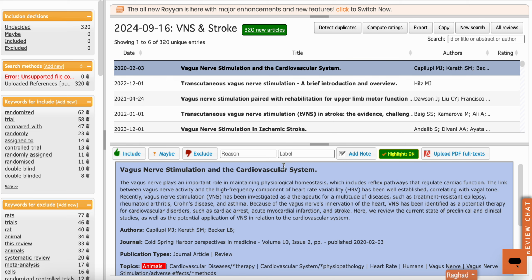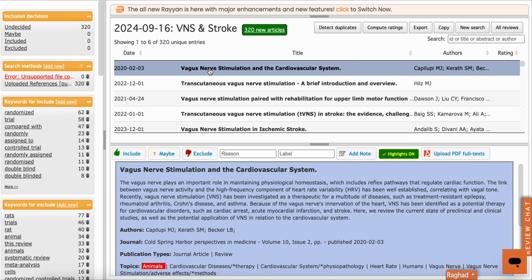Actually, mostly we use screening by two independent reviewers, sometimes three, sometimes more, but at least two independent reviewers. So it is blind screening. The two reviewers are blinded. No one knows what the other reviewer chose. So let's start here.